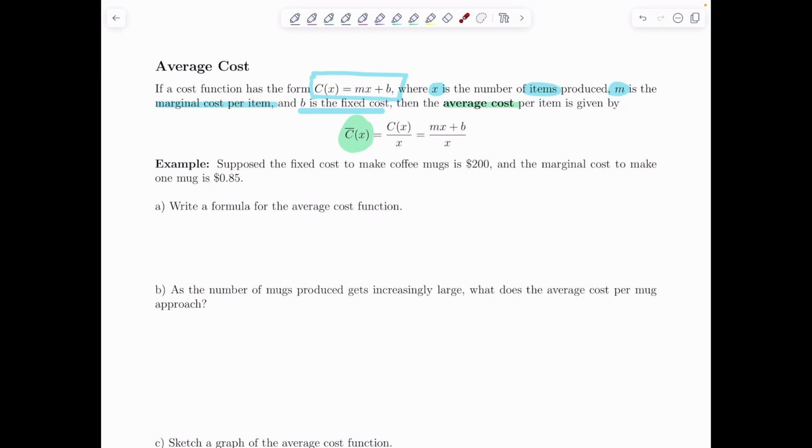Suppose that the fixed cost to make coffee mugs is $200. And the marginal cost to make one mug is 85 cents. So write a formula for the average cost function. First, let's write a function for C of X. So C of X is going to be marginal cost, 0.85 times X, plus fixed cost 200. So average cost, C bar of X, you take your cost function and you divide by X. Let's just leave it. We like this. Let's just box it up and say, you know what, we did what you wanted from us. Okay. Next question, part B.